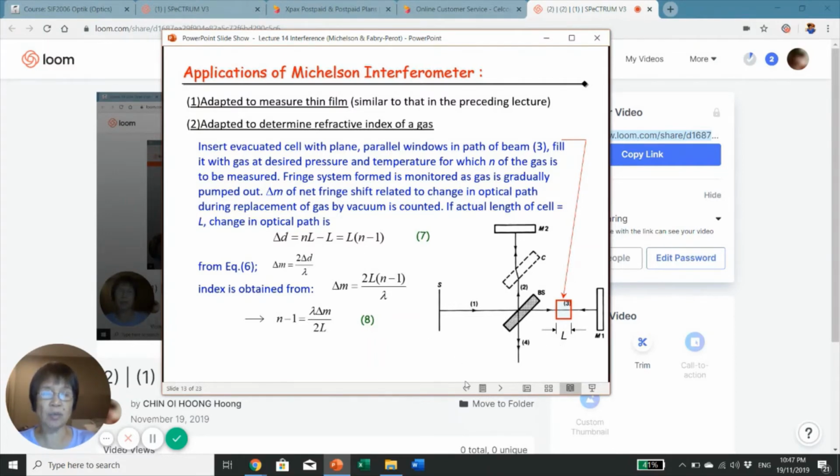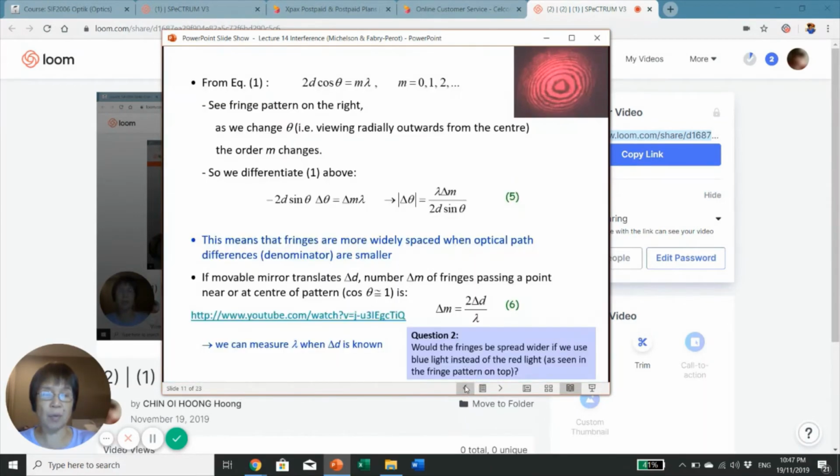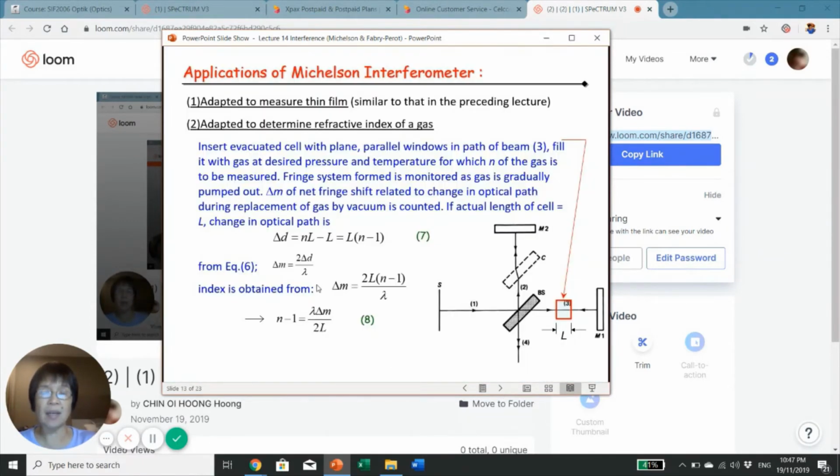Now back to the previous equation where delta M equals 2 delta T over lambda. Using that, we substitute for delta T with L times n minus 1. Then we will be able to measure the refractive index of this gas from here: n minus 1 equals lambda delta M divided by 2D.